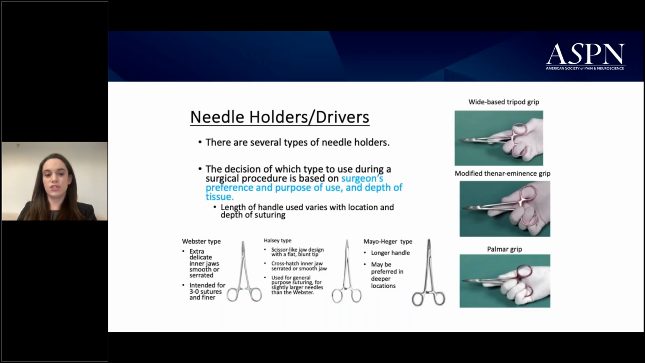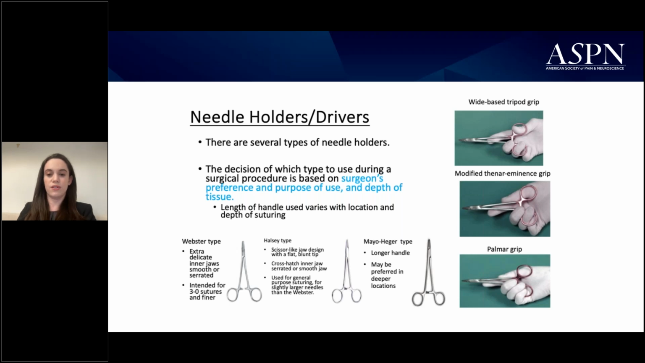Our next surgical instrument is the needle driver. What type of needle driver you're going to use really depends on two things: surgeon preference and the depth of the tissue. The three types of needle drivers we see below include the Webster, which is a delicate needle driver used for finer structures, a Halsey, which has a scissor-like design and is used for larger needles than a Webster, and a Mayo Hegar, which has a longer handle than the other two needle drivers. It can be used for deeper locations.